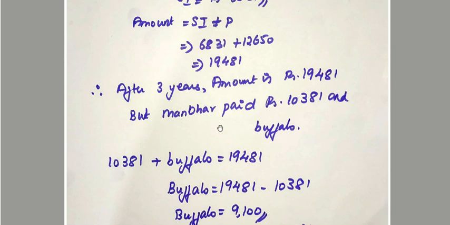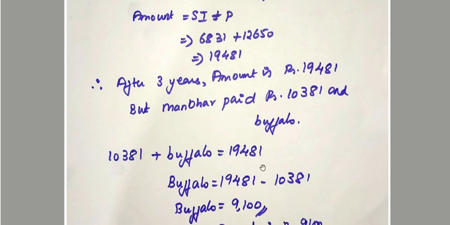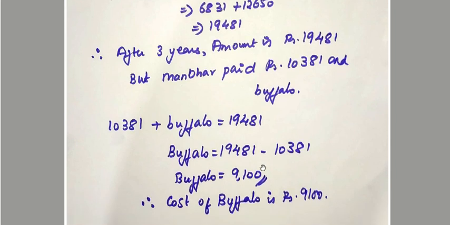After 3 years, the amount is rupees 19,481. But Manohar paid this 19,481 with cash and by giving a buffalo. Therefore, the value of the buffalo: 10,381, which is cash, plus buffalo is equal to 19,481. Therefore, buffalo is equal to 19,481 minus 10,381. Therefore, the value of buffalo is 9,100. The cost of buffalo is rupees 9,100.